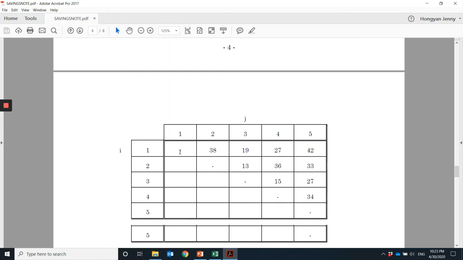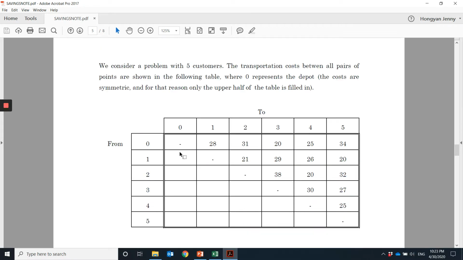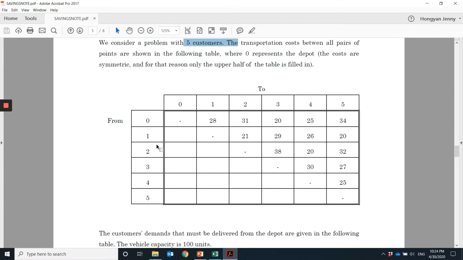In this PDF file, Jens also gives a clear description of this problem. We consider a problem with 5 customers. You can see the transportation cost between all pairs of points shown in the following table. 0 represents the depot, the warehouse or some central place. The costs are symmetric, so only the upper half of the table is filled.